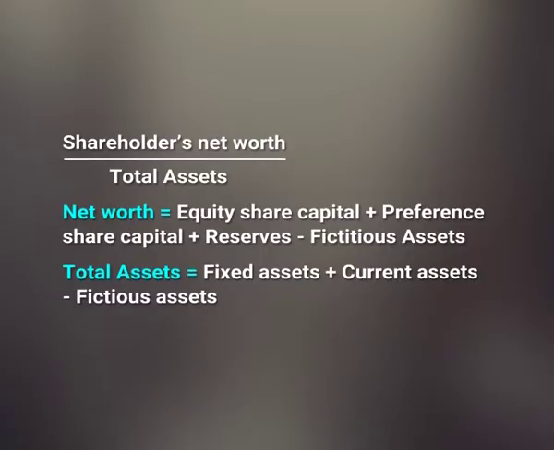Proprietary ratio expresses the relationship between shareholders' net worth and total assets. Shareholders' net worth divided by total assets, that is, net worth is equal to equity share capital plus preference share capital plus reserves minus fictitious assets. Total assets is equal to fixed assets plus current assets minus fictitious assets. Reserves earmarked specifically for a particular purpose should not be included in calculation of net worth.